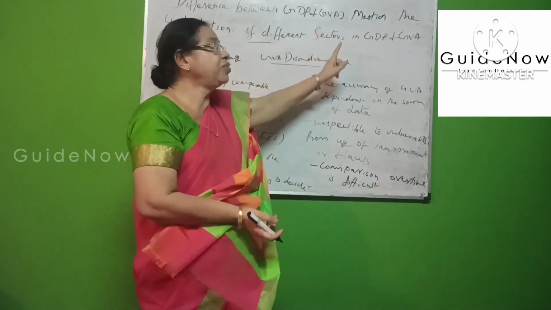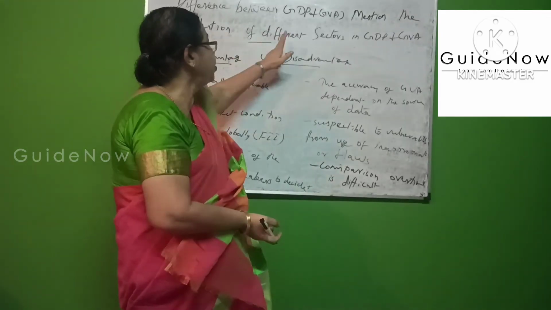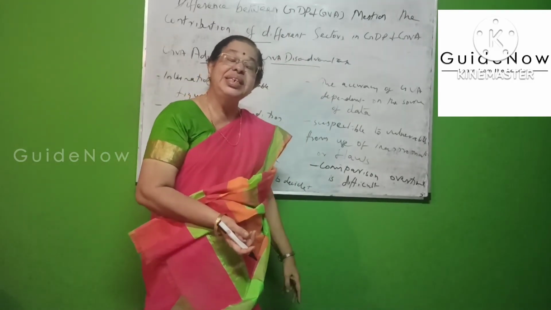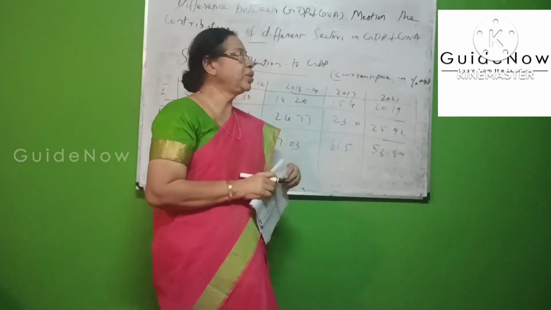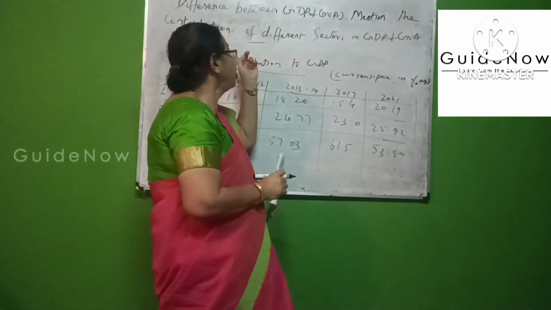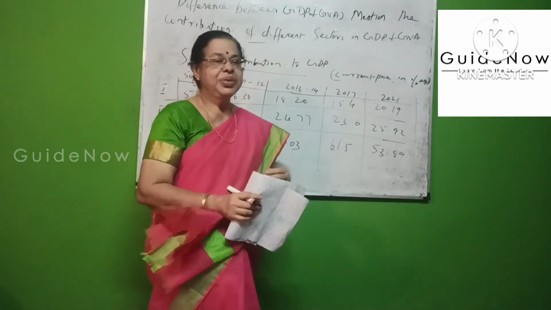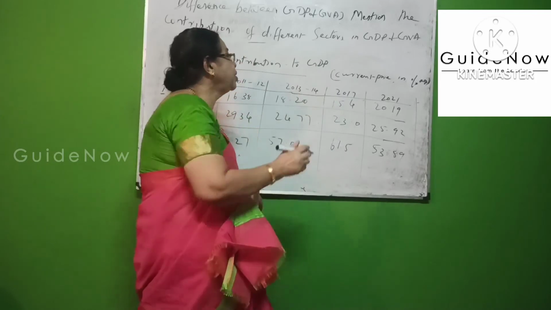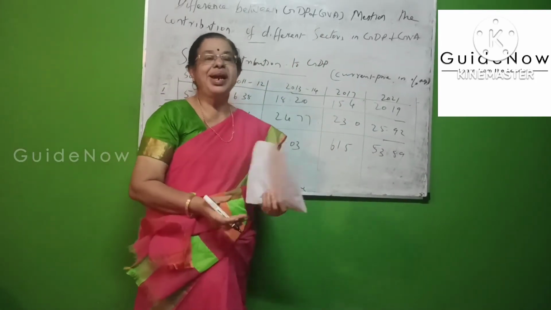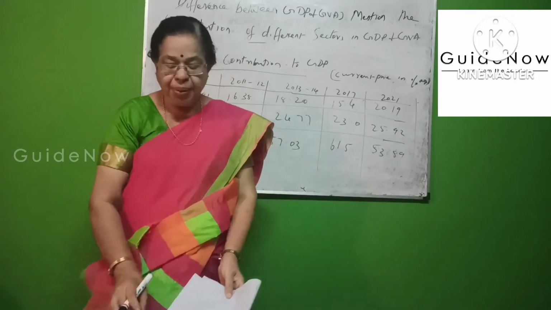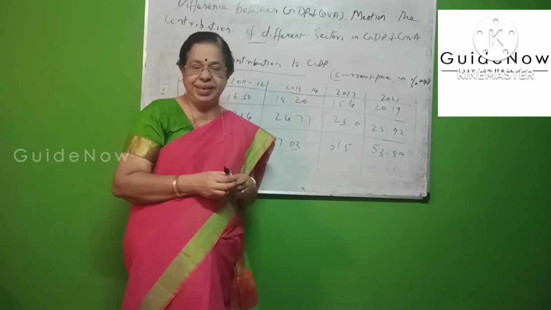And the last part of this question is to mention the contribution of different sectors in GDP and GVA. So the main contribution of different sectors: sectors are mainly classified into three. They are primary, secondary and tertiary, or first, second and third sector.